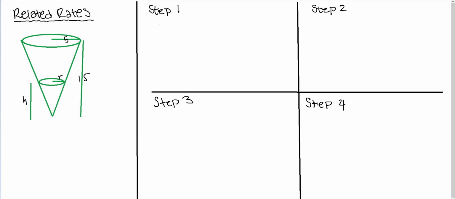So we know that the water is being poured at 5 centimeters cubed a second. We know that it has a height of 15 centimeters. We know that it has a base radius of 5 centimeters, so we're going to label this H and R. And we want to know how fast the water level is rising when the water is 2 centimeters deep.